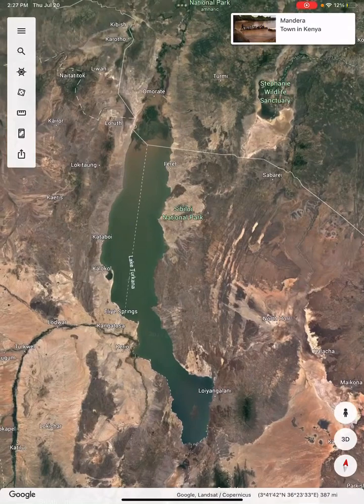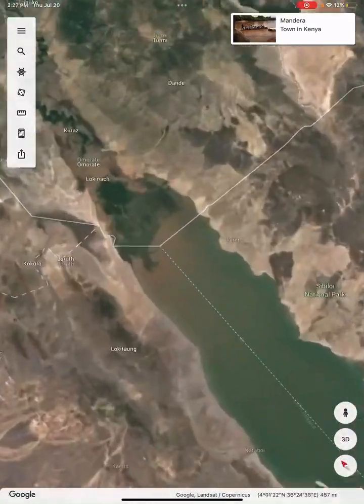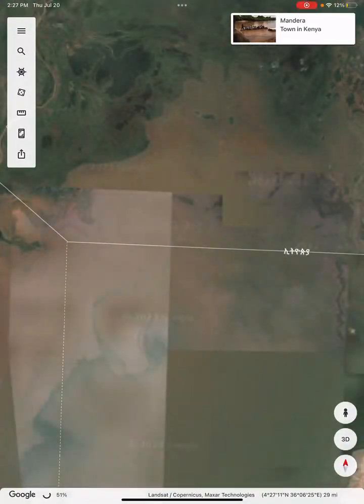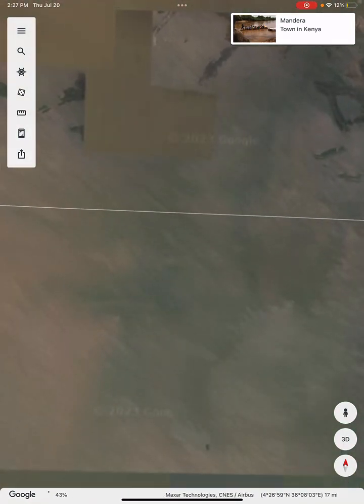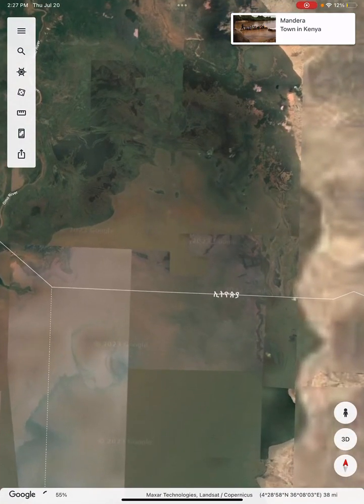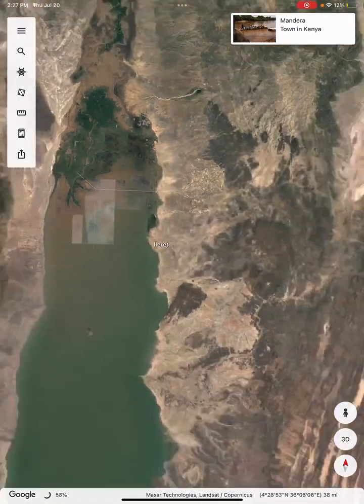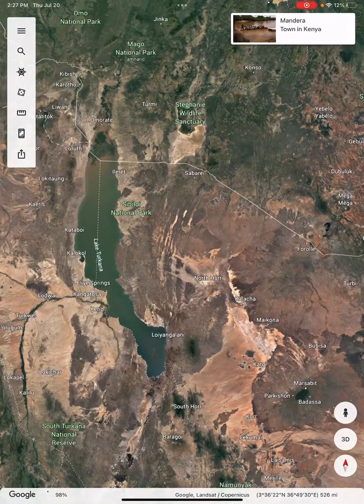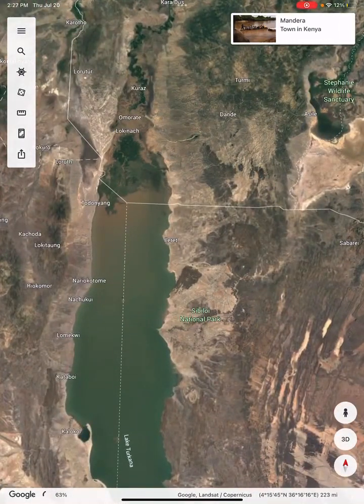And fun fact, Ethiopia also has part of the lake. Right here, this is the border between Kenya and Ethiopia. So you can see the Amharic. Ethiopia doesn't own much of the lake. Kenya owns much of it since it's mostly in Kenya. But Ethiopia has a little bit of the lake, but they don't really use the lake as much.